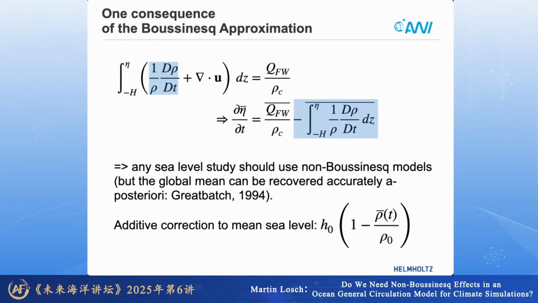So with this simple addition, you can fix your mean sea level, and you can use Boussinesq models that actually neglect the terms marked in blue, and still have relatively accurate sea level changes in these models. Okay, that's on the global scale.